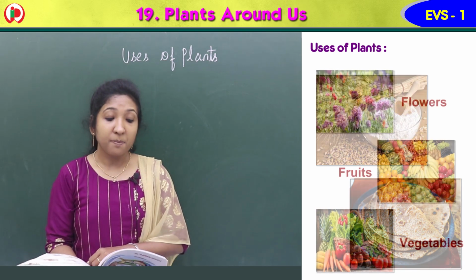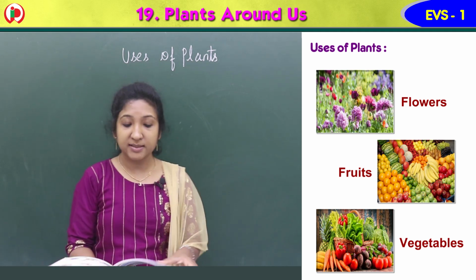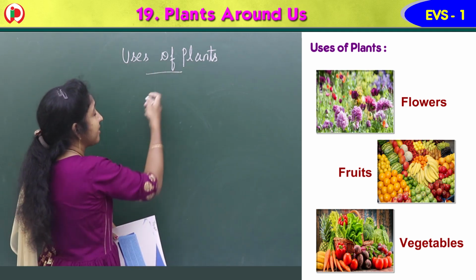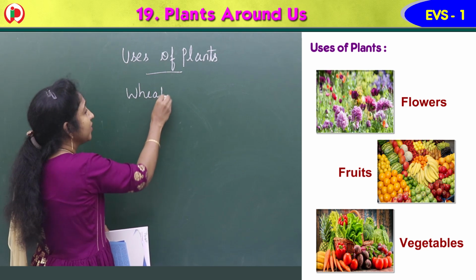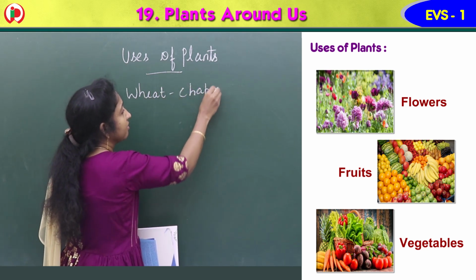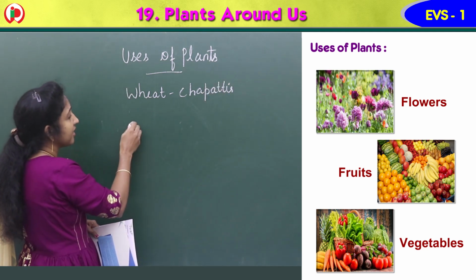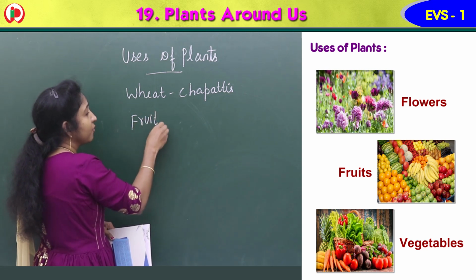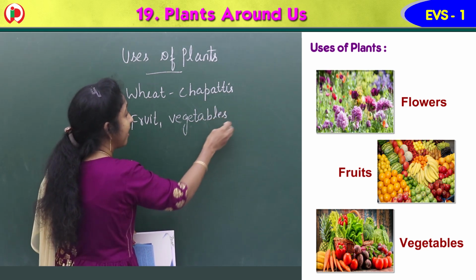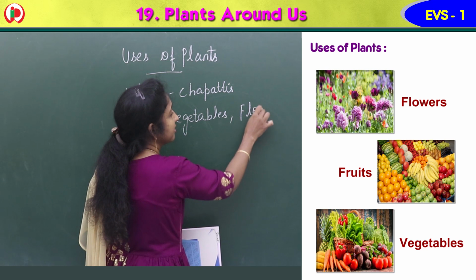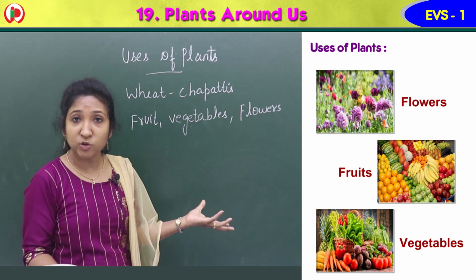Yes. Then plants also give us flowers, fruits and vegetables. So plants are useful to us in many ways. It gives us wheat. From wheat we make chapati, isn't it? Then plants give us fruit, vegetables, isn't it? Yes. Then flowers. So flowers, fruits, vegetables, plants give all these things to us, isn't it?